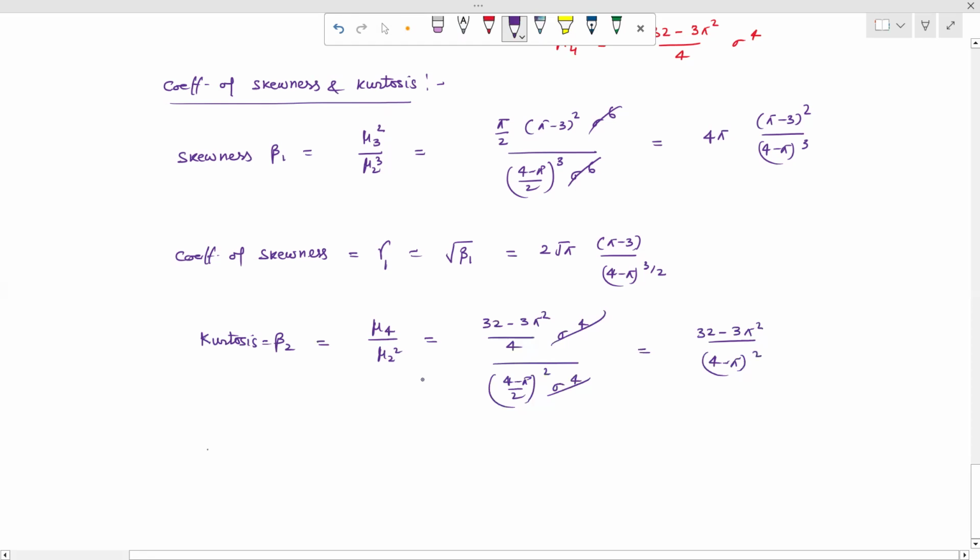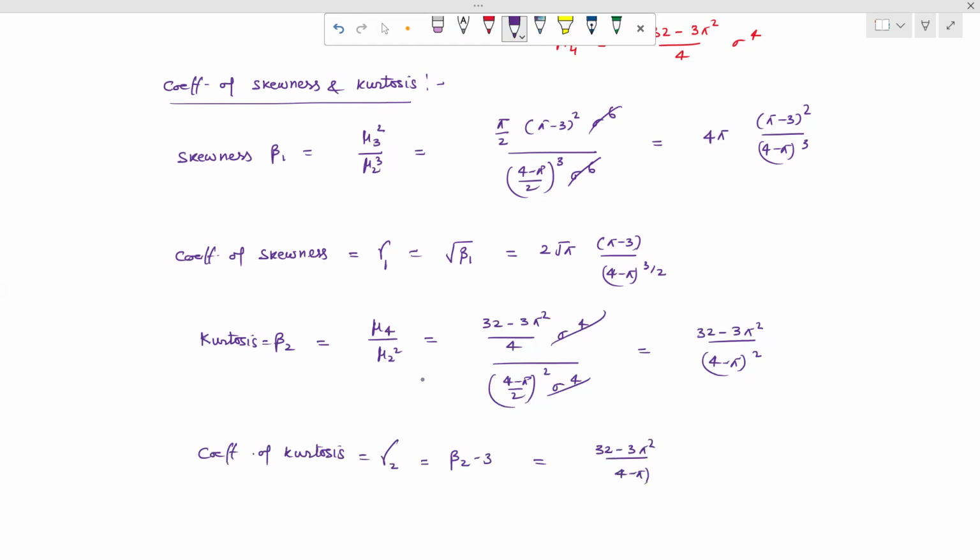And now we write down the coefficient of kurtosis. So the coefficient of kurtosis, that is gamma 2. So gamma 2 is equal to beta 2 minus 3, so (32 minus 3 pi square) upon (4 minus pi) to the whole square, minus 3. So this is the coefficient of kurtosis.